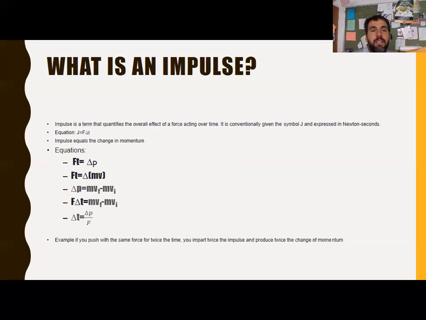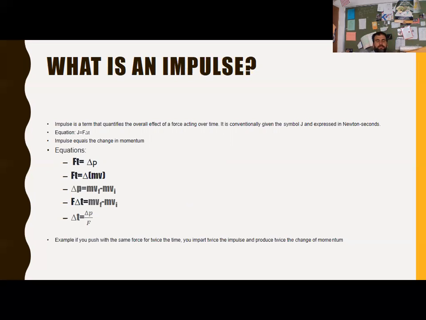Impulse is a term that quantifies the overall effects of a force acting over time. Okay. So impulse is force times the change in time. Impulse has the symbol of J. Don't know why. So I've got a lot of equations on here. Impulse is equal to force times the change in time.